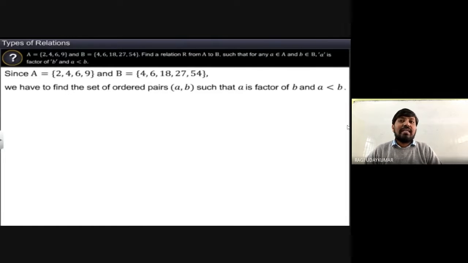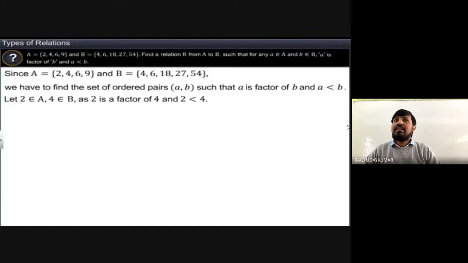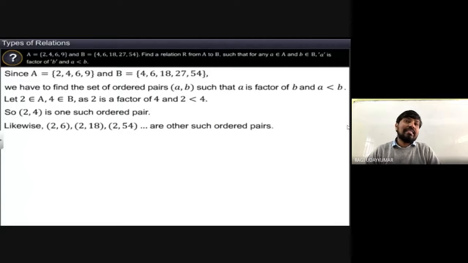So you need to find where a is a factor of b. So (a, b) is an ordered pair in which a is less than b and a is a factor of b, which you need to take into consideration. Now, if you take the first element 2, 2 is a factor of which of the elements present in the set B? 2 is a factor of 4, 2 is a factor of 6, 2 is a factor of 18, 2 is a factor of 54. So in this relation you will get (2, 4), (2, 6), (2, 18), (2, 54). Did you understand? Because 2 is a factor of all these numbers.